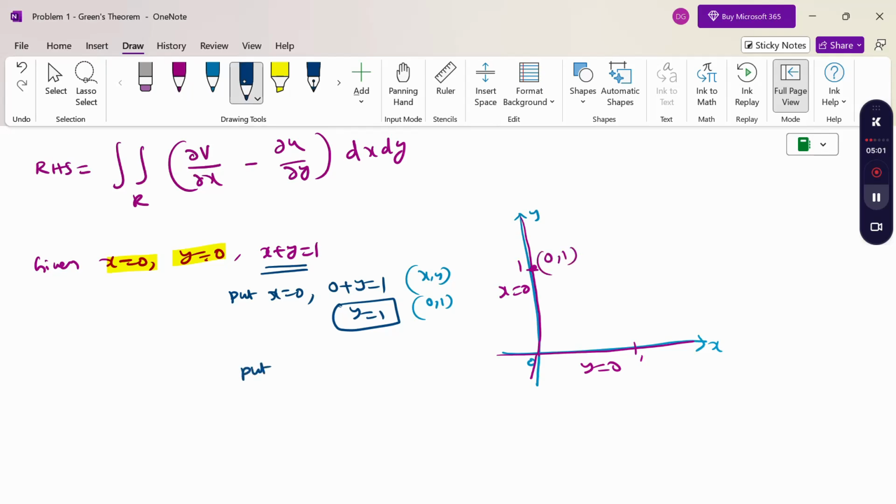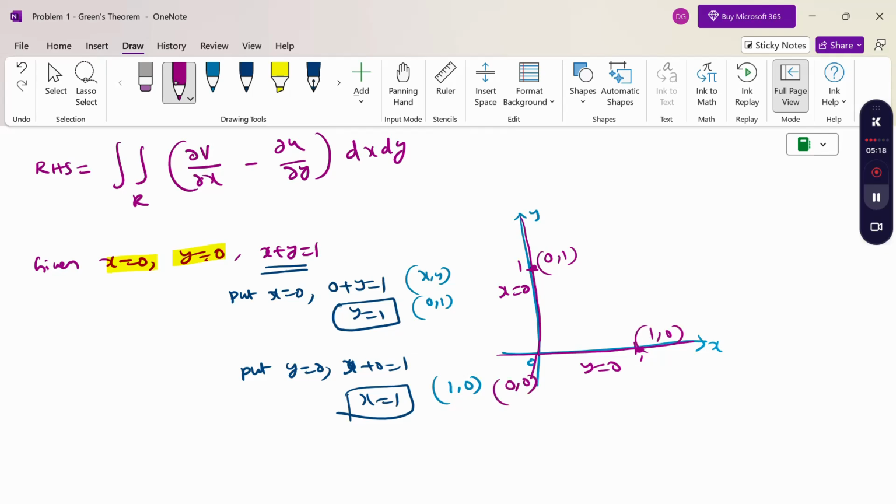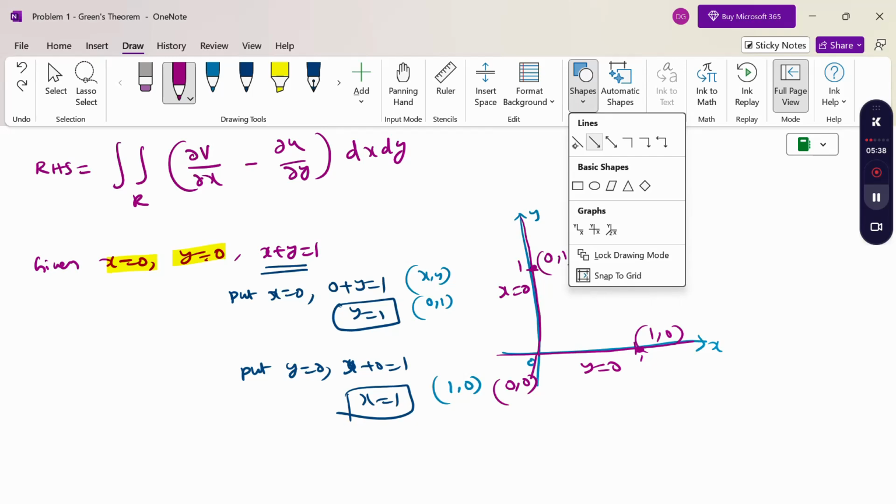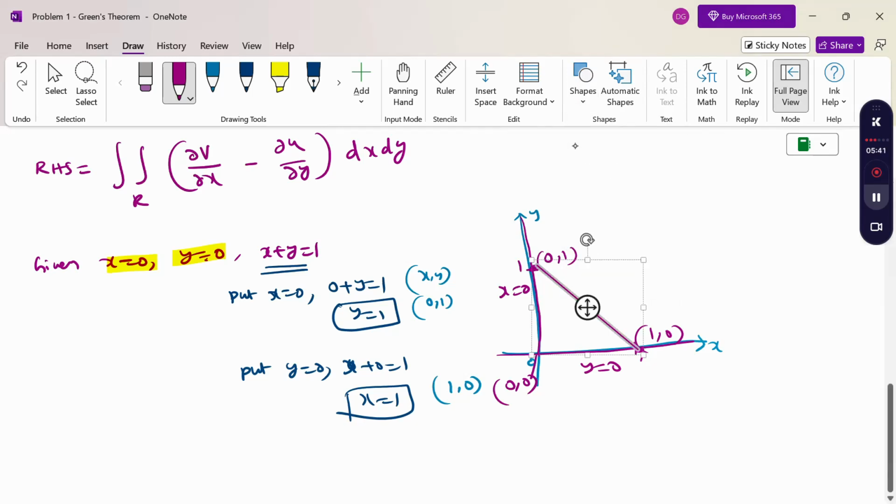And then put y equal to 0. So x plus 0 equals 1, which gives x equal to 1. The coordinate point is 1 comma 0, here on the x axis, and this is the origin 0 comma 0. Now the line is drawn from the point 0 comma 1 to the point 1 comma 0.